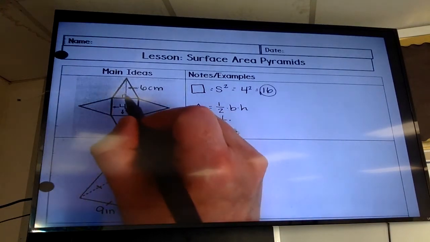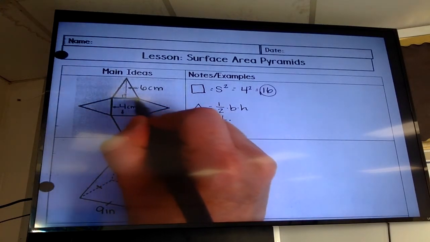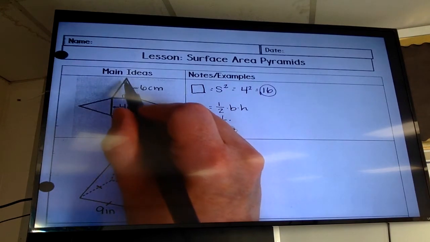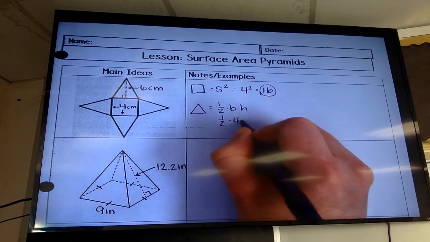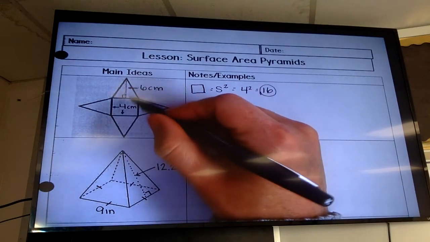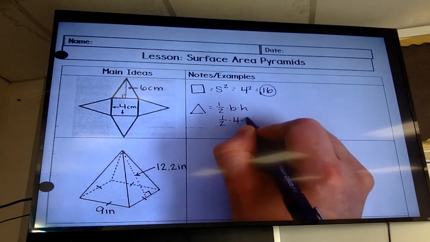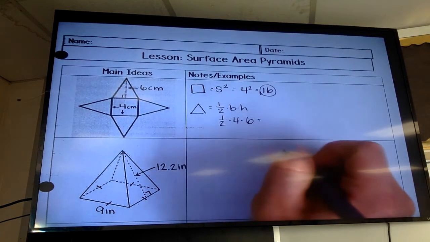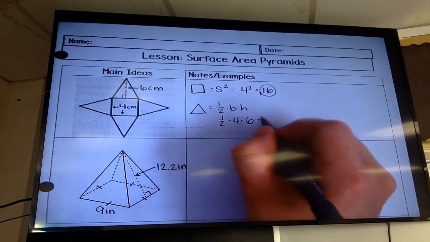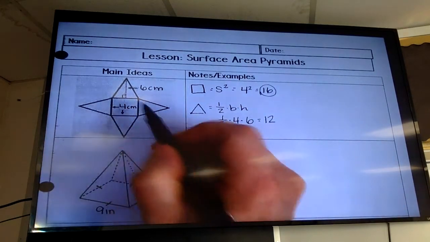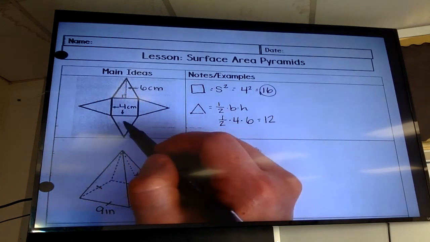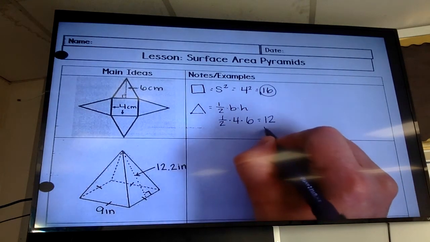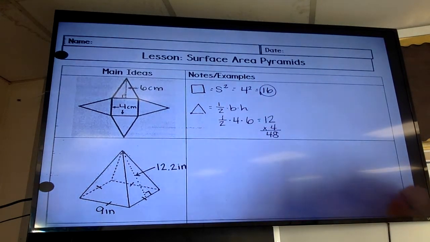1/2 times the base. Well, here's my 90-degree angle, so I know it's made up of this line and this dotted line, the altitude. This line has a measure of 4 because all sides are 4. And this dotted line, the altitude, tells me the height of the triangle, and that's 6. 1/2 of 4 is 2, and 2 times 6 is 12. That would just represent one triangle. But like I said a minute ago, we have 4 identical triangles, so I'm going to multiply it by 4, and that'll give me 48.